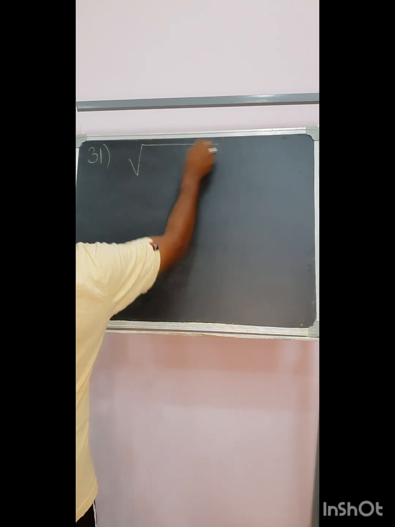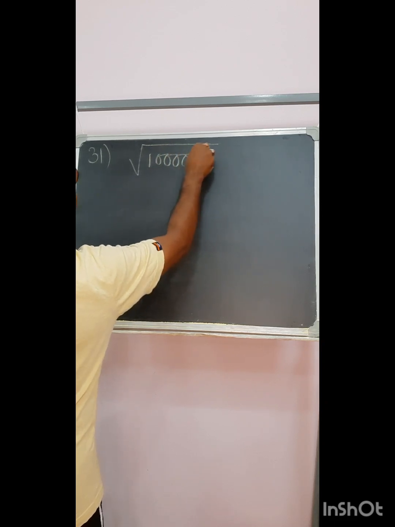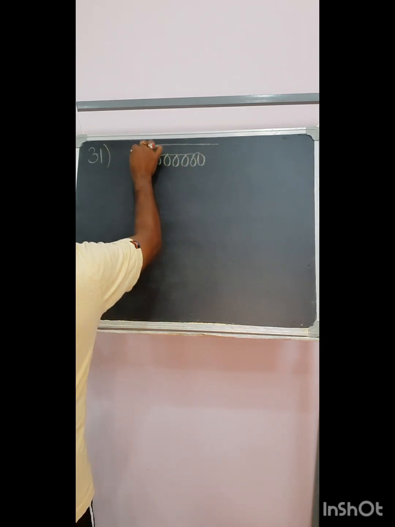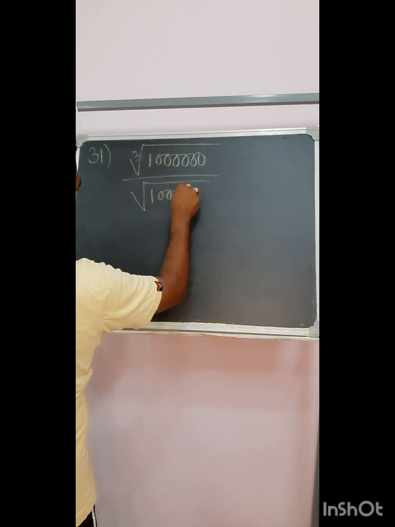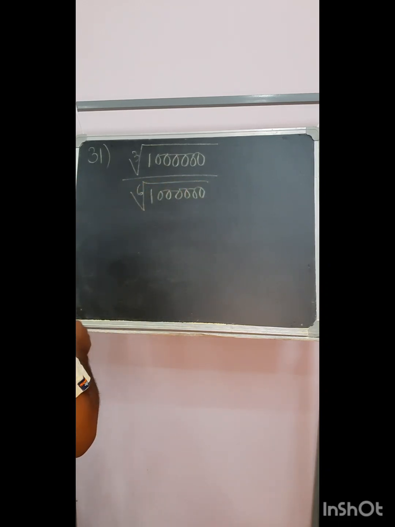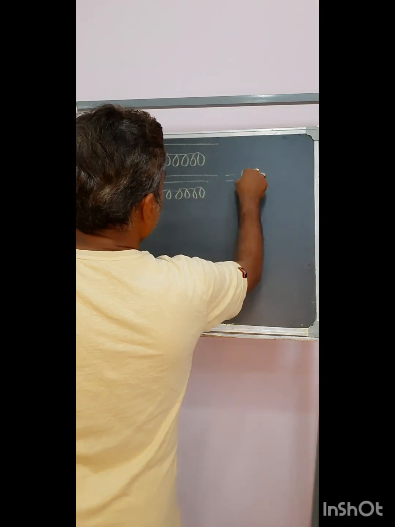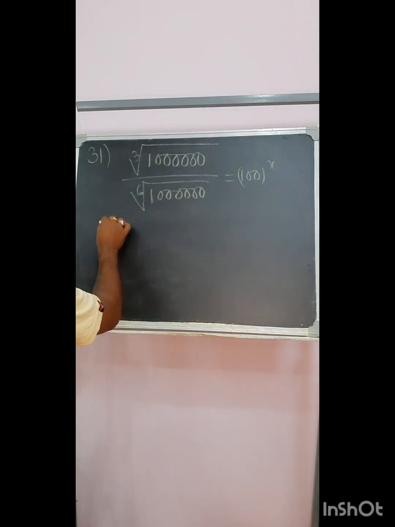So now comes 31. It is 2, 3, 4, 5, 6 cube, and the bottom it is 1, 2, 3, 4, 5, 6. Sixth root is equal to 10 power x. Now it is very easy.